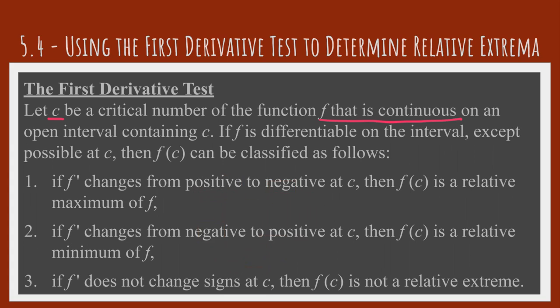The last option here is if the derivative does not change signs, then we don't get a relative extreme. So we could have critical values, critical numbers, where the derivative does not change signs, and we don't get a relative extreme. It's also important that we remember that f has to be continuous. We're also going to get critical values where the derivative does not exist. So remember, critical values have to be values for the function, but we could have discontinuities there. So if it's a discontinuity, we're not going to try to use the first derivative test.